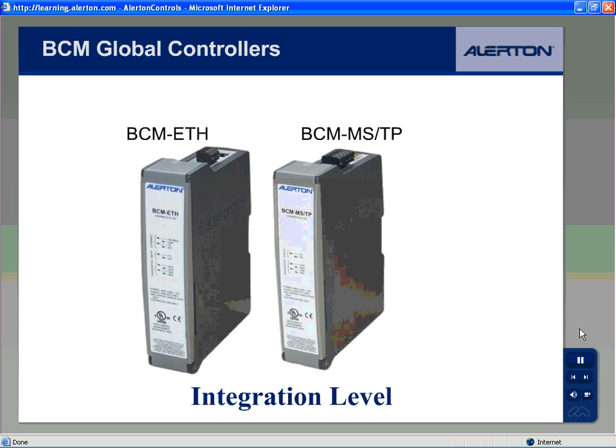The BCM ETH is the single primary Ethernet network connection for its respective BCM array. It is responsible for routing messages between the array and the network.